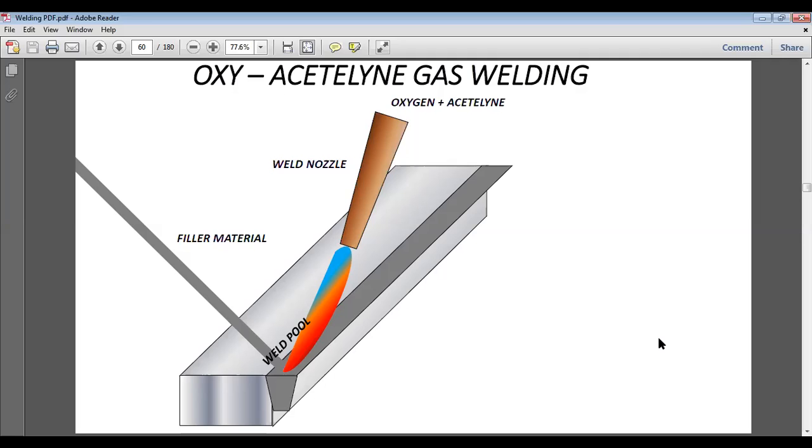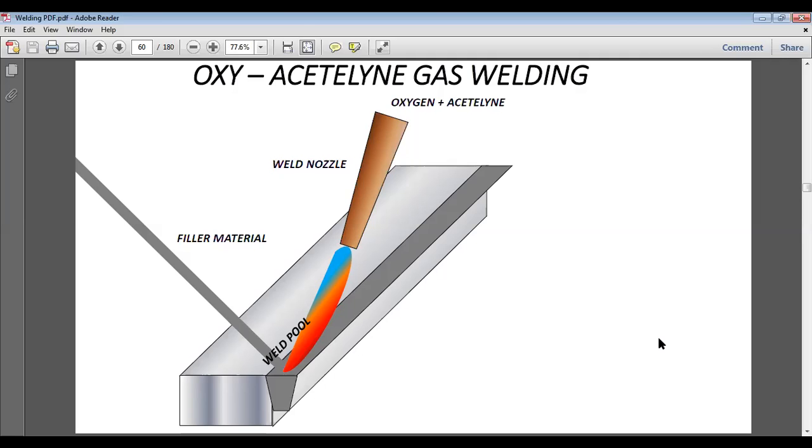You can see this is the weld nozzle. In fact, this is the ejection chamber where we mix oxygen and acetylene, and then when it comes out at high pressure we burn it. So this is oxyacetylene welding. Then we use a filler metal, because we don't apply pressure in this welding, so additional filler metal is required. In this case we don't have electrodes, so self-consuming electrodes are not possible. So another additional material called filler metal or filler material is required.